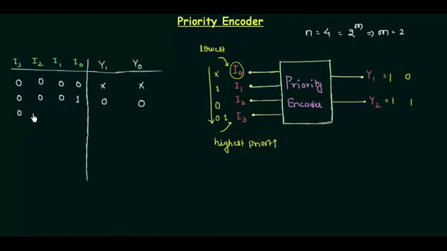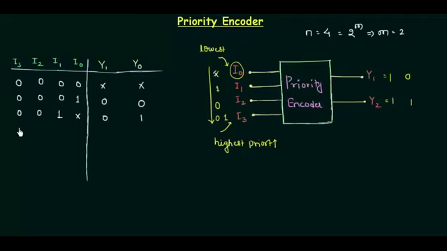Let's move to the other case. When I3 is 0, I2 is 0, I1 is 1. It's the case that we just discussed. In this, we don't have to see the value of I0. It is simply don't care. If it is 0, it doesn't mean anything to us, because the output will still reflect I1. If it is 1, in that case also the output will reflect I1. So it's don't care for us, and the output will be 0 1.